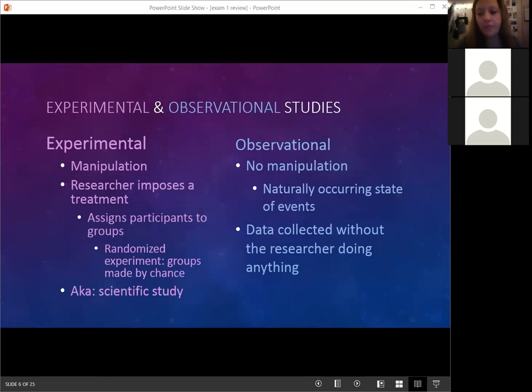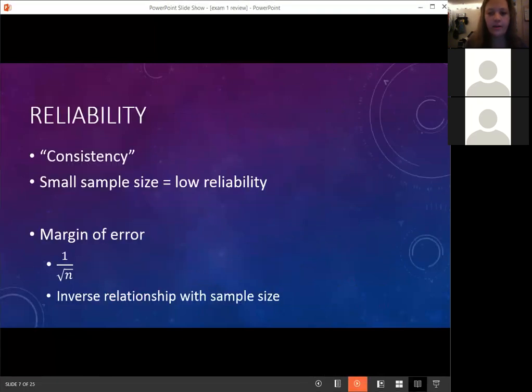And then observational is the opposite in the fact that you're just watching your participants. You're not manipulating them. You're not doing anything to them to change it. So that's the main difference there. Naturally occurring state of events. I always liken this to people watching. If you sit on your front porch and watch people go by, and you are observing them and taking data about them, that'd be observational because you're not putting any type of manipulation onto that group there.